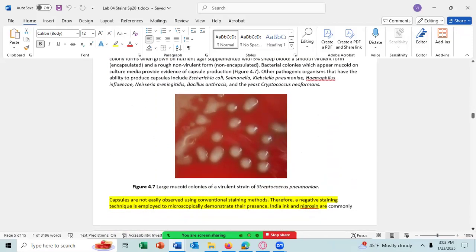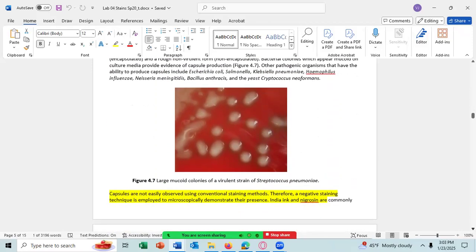Another thing about cells that have a capsule is when you look at the colonies of these cells on a petri dish, the colonies look mucoid. It's because of all the capsule surrounding the cells that makes the colonies look mucoid.